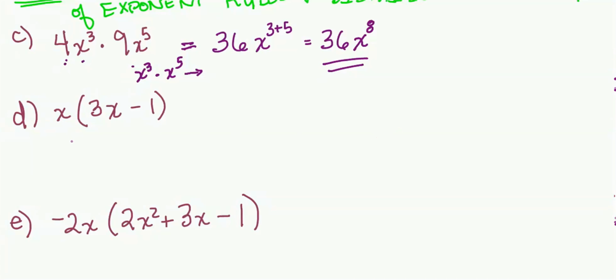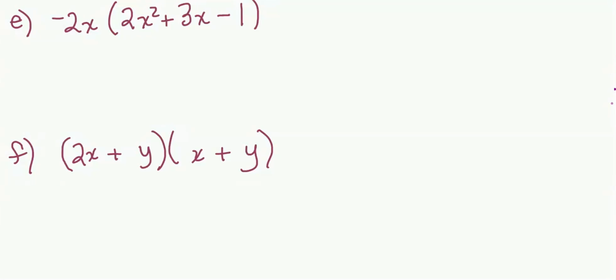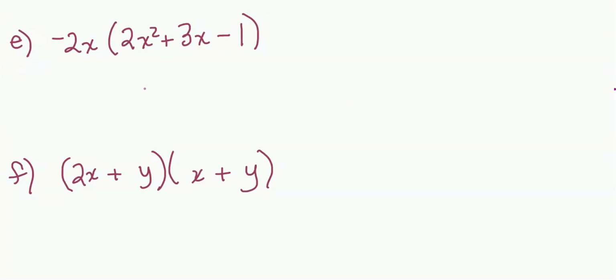Now, starting with D is where we have a monomial times a binomial. And this works pretty much the same for any monomial times any polynomial. We distribute and then always check to see if we can combine some like terms. But 9 out of 10 times you probably won't. But here we go. 3x times x will be 3x squared. Then x times negative 1 is just the opposite of x. And we're done. And now we have negative 2x times 2x squared plus 3x minus 1.